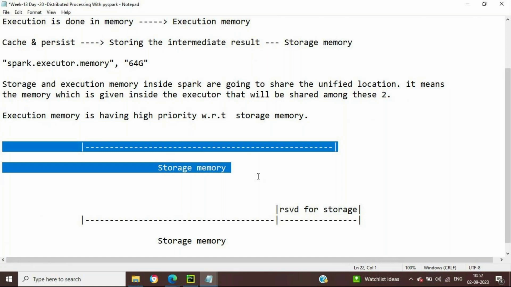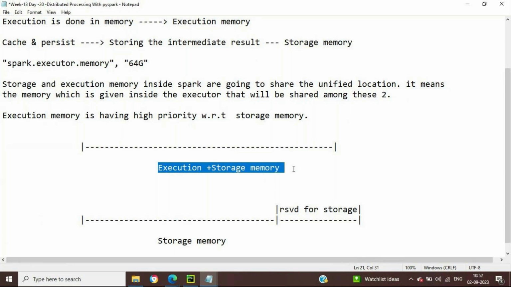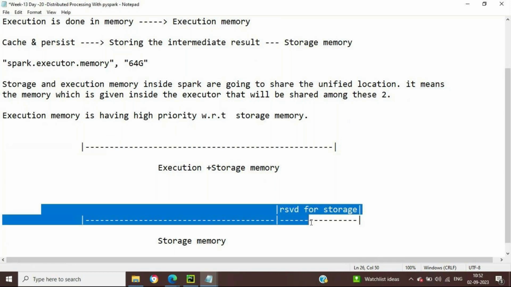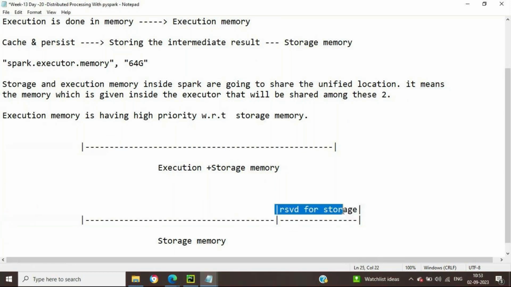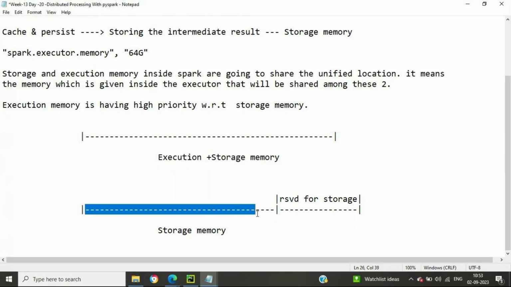Execution memory and storage memory, both of these two are going to share the unified location. Over here we are having the same stuff, but we are reserving a certain portion for the caching perspective. So the remaining area will be shared by execution and storage. This particular portion is shared by execution and storage memory.